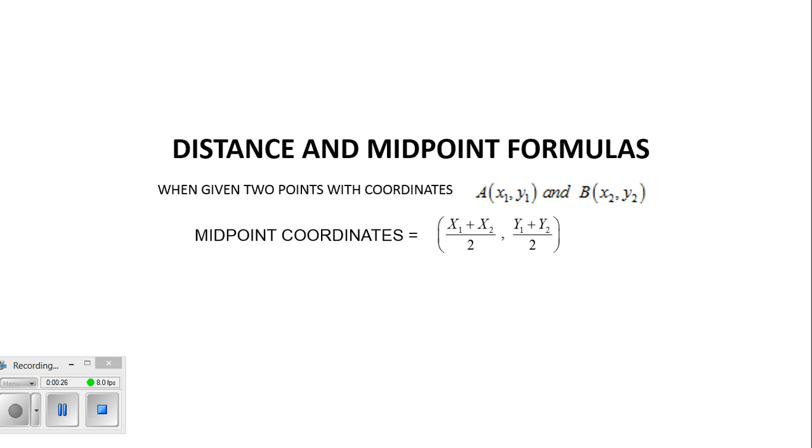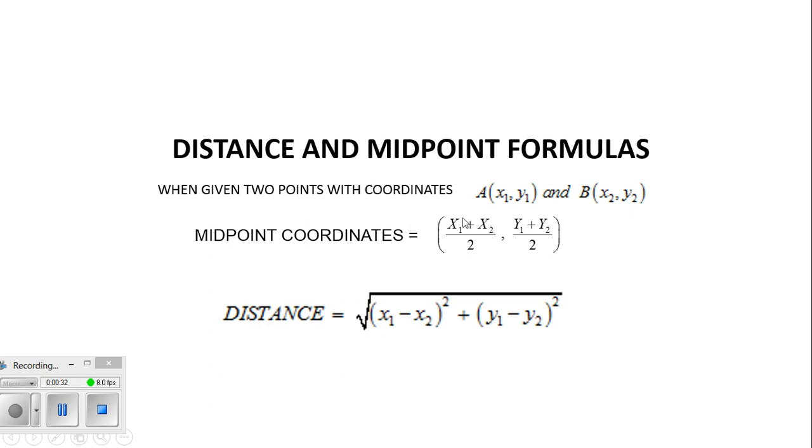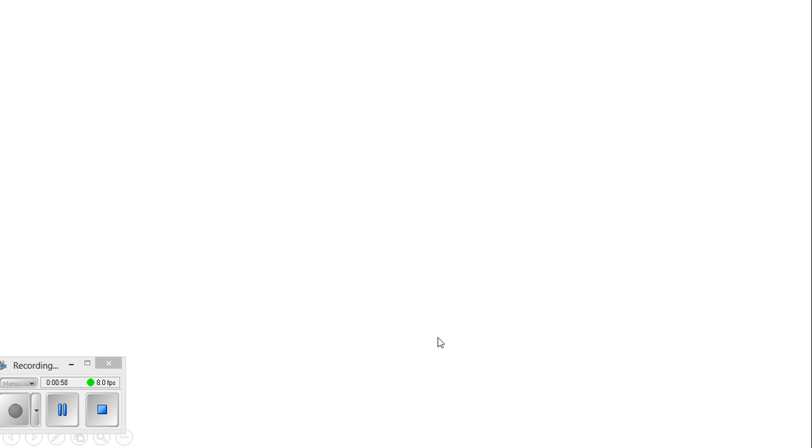we have what's known as the midpoint coordinate formula, implying it is a coordinate. It's given by adding the two x's together, dividing by 2, adding the two y's together, dividing by 2, making sure we separate them with a comma because they are coordinates. The distance is given by the formula of the square root of the difference of the two x coordinates squared, plus the difference of the two y coordinates squared, all underneath the square root. So we're going to run through an example.